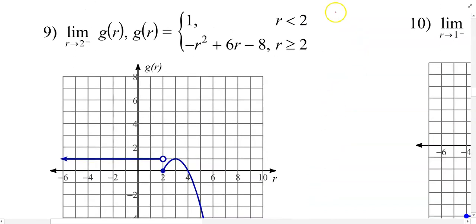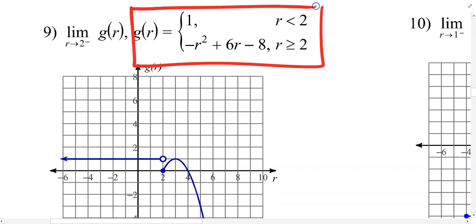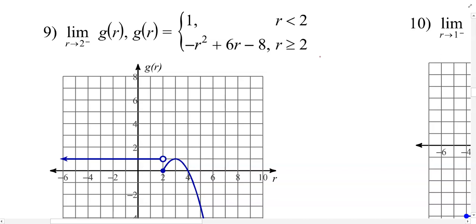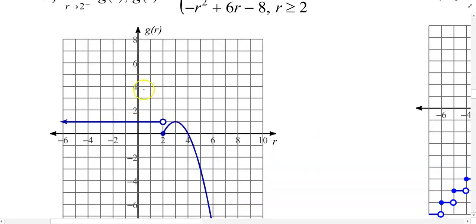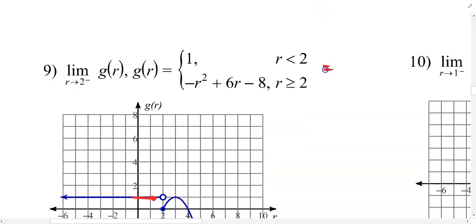On this one, we've got a piecewise function, which, when written by itself, could be a bit confusing. Since we have a graph to look at, I think it's pretty straightforward. We are approaching 2 from the left. So as we approach this discontinuity from the left, I think it's fair to say that the limit is equal to 1. The function value is remaining steady at 1 as we approach this x value of 2 from the left.